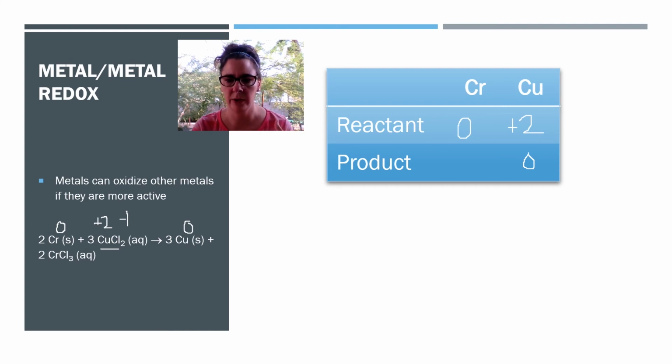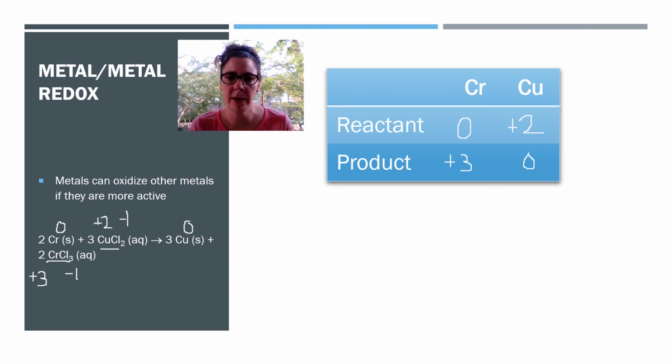And then if we look at our chromium, now chromium is in a compound, so we know it has an oxidation number that's not 0. Because the chloride has not changed oxidation number, it's still -1, I know that chromium has to be positive, and that will be a 3. So we can put that over here. Now chromium is +3.